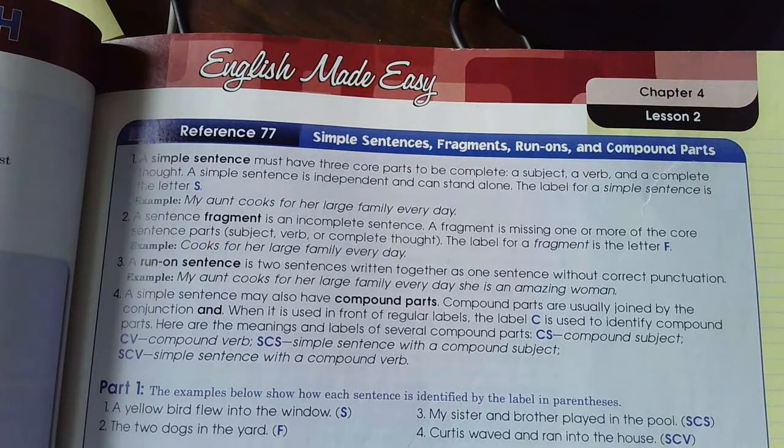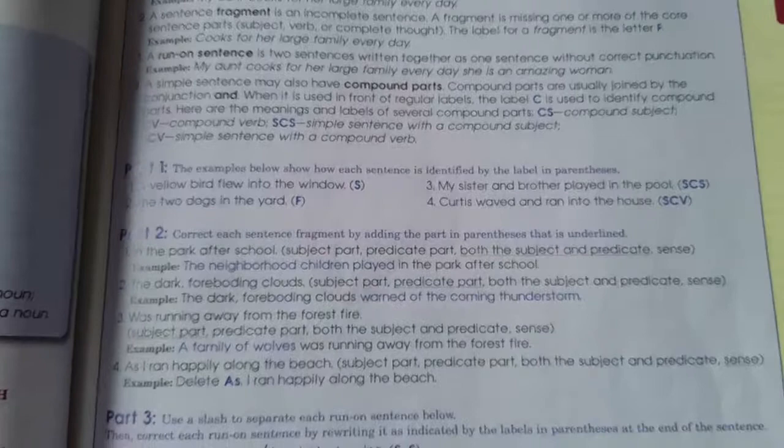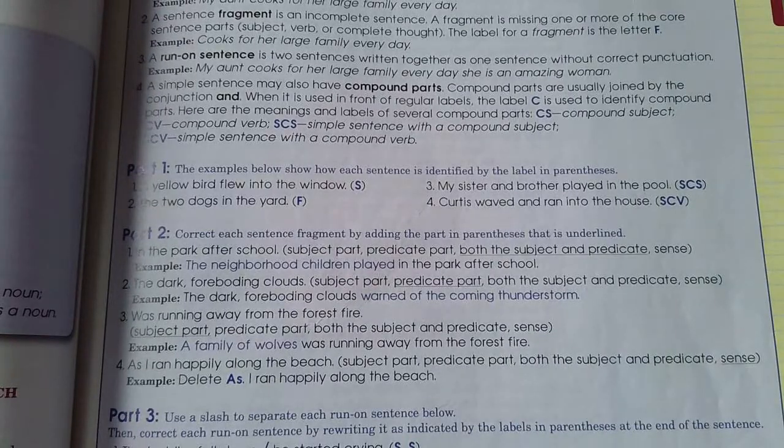Okay. All right. We are not going to look at part 2 right now because it's a lot about fixing fragments, which we're not worried about doing yet. When we need it, we'll get there. Right now, we are going to look at part 3. This is how you correct run-on sentences. They will give you 2 sentences that are run together. You have to put a slash between them, and then you have to fix them the way they tell you to.